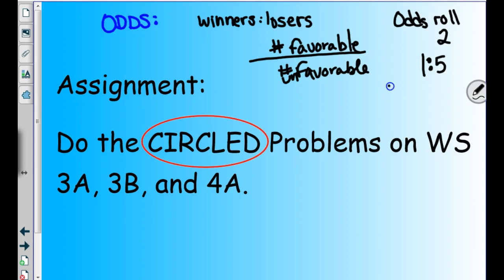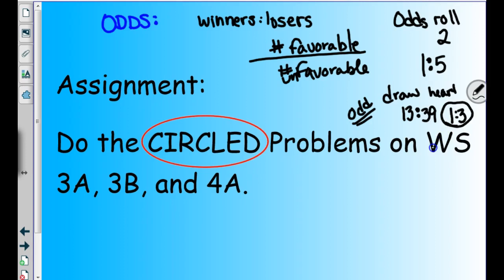So what's the chance that I draw a heart if I want the odds that I draw a heart? There's 13 hearts. Yes. So there's 1 heart for every 3 that are other, right? Everybody okay on odds? Need me to do more? There aren't any questions about like the odds of multiple events or anything. It's just straight up single event.